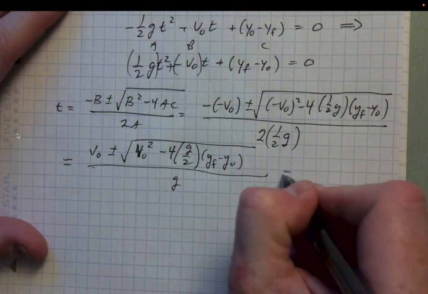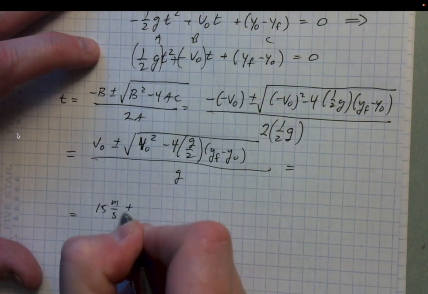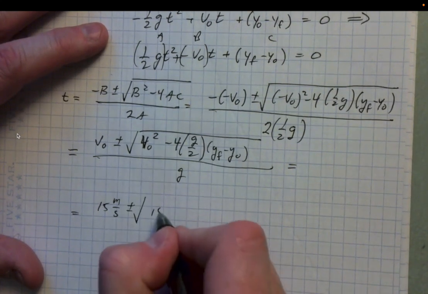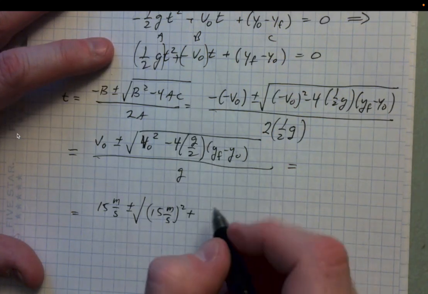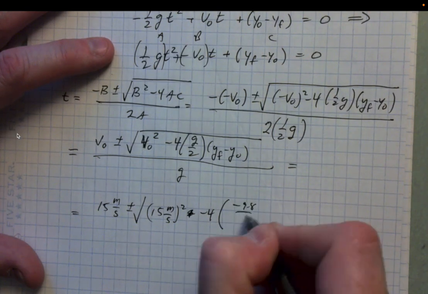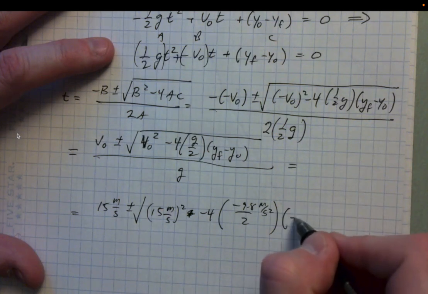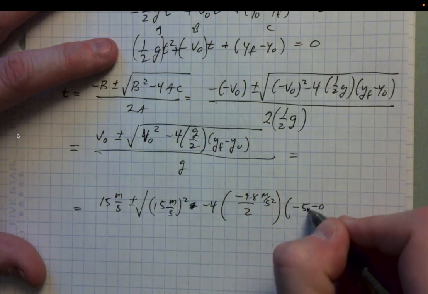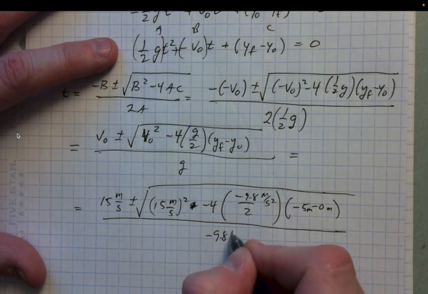Okay, let's plug all the quantities in. I get 15 meters per second plus or minus the square root of 15 meters per second, quantity squared, minus 4 times negative 9.8 over 2, and then negative 5 is the final position I'm interested in. The initial position, of course, is 0. These are meters. All divided by negative 9.8 meters per second squared.